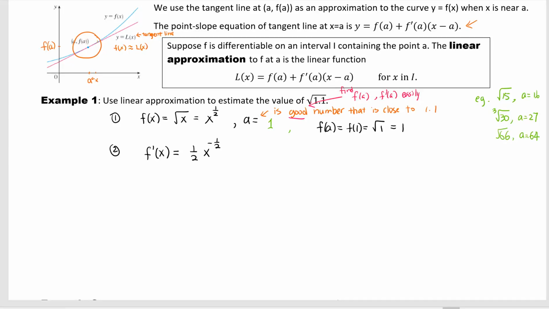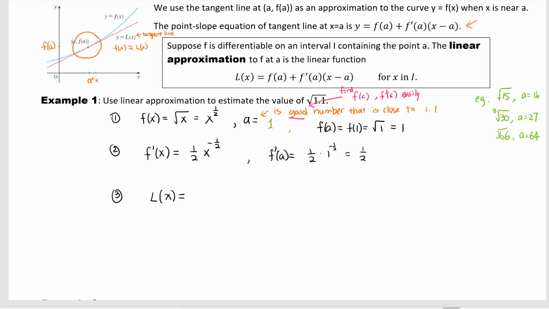So far, so good, everybody. And we also need to figure out f prime of a. Okay, so a is 1. We plug in 1 into it. But 1 to the whatever is 1. So the answer is 1/2. That's the second step. The third step, we can then write down our tangent line equation.